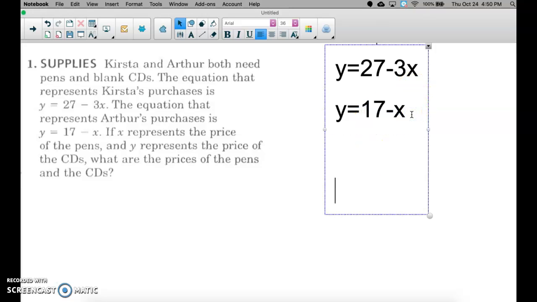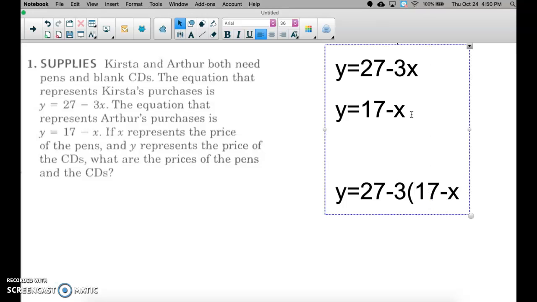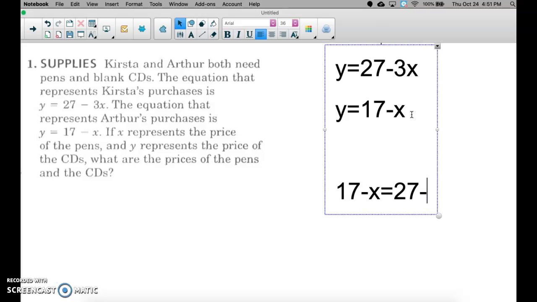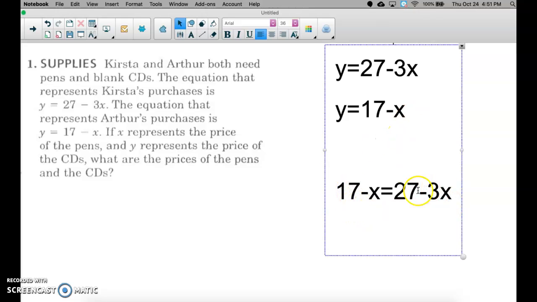In this case, it's y. So I'm just going to go ahead and do that. I'm going to plug in y in the second equation for y in the first equation. So I'm actually going to set these equal and say 17 minus x equals 27 minus 3x. And then I'm just going to solve by moving the 17 over. You get 10 on one side. Move the negative 3 over to the other side. So you get 2x equals 10 or x equals 5.